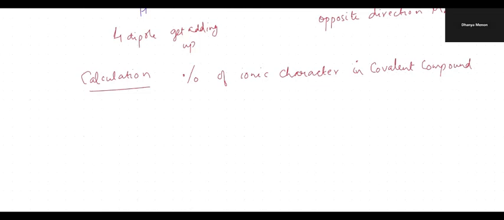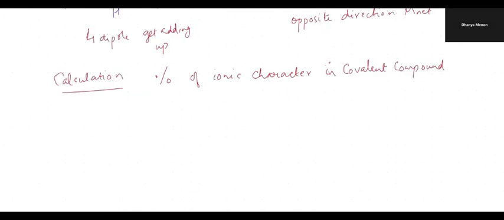The opposite to this we have done in Fajan's rule. So here we will be calculating the percentage of ionic character in a covalent compound. We already studied that no compound is purely covalent or ionic. Even if it's a covalent compound, there will be some percentage of ionic character.